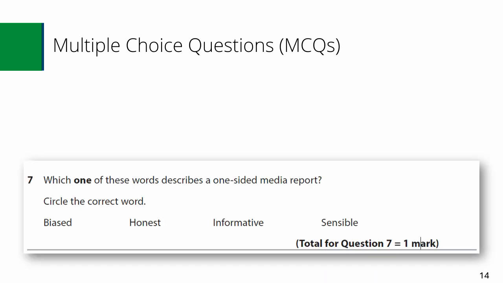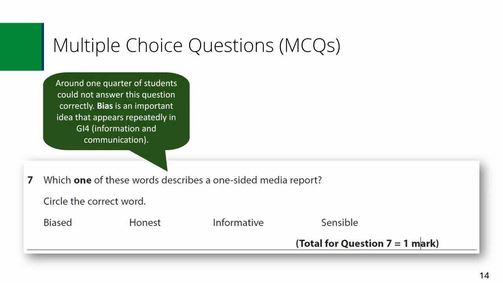Alongside the tick box multiple choice items that appear in section A, you can sometimes expect to see questions that use this format, where students are instead invited to circle the correct answer. This is another example of an assessment objective 1 question. It's a simple test of whether students have remembered the meaning of an important term or word. Which one of these words describes a one-sided media report? And the answer, of course, was biased.